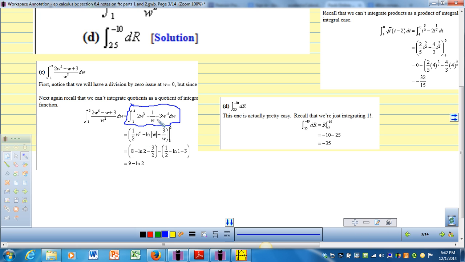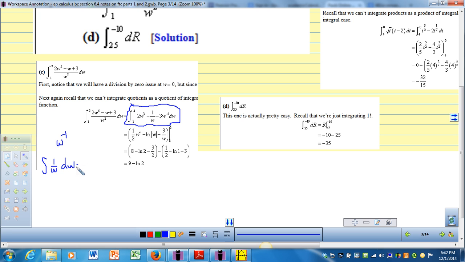Now, the middle term is the one that looks different. We cannot apply power rule to w to the negative 1 because we would get w to the 0 over 0, which would be undefined. So we have to recall, what did I take the derivative of to get 1 over w as my answer? And if you recall, it was the natural log.